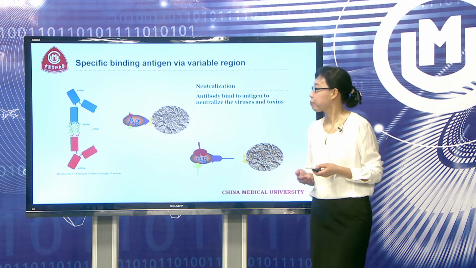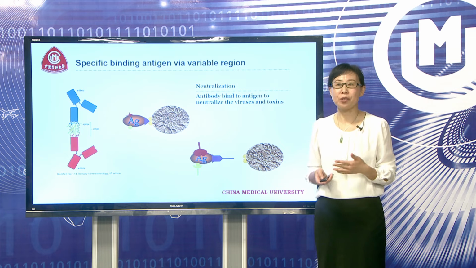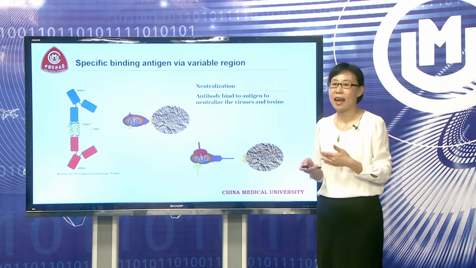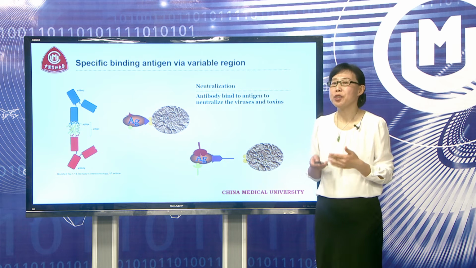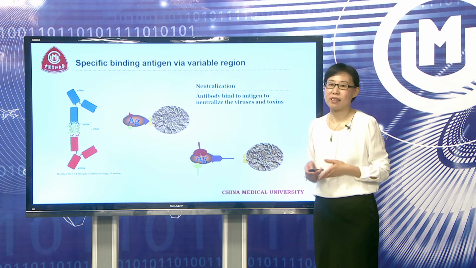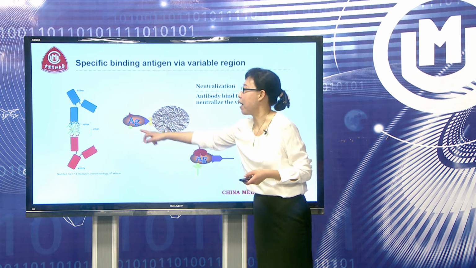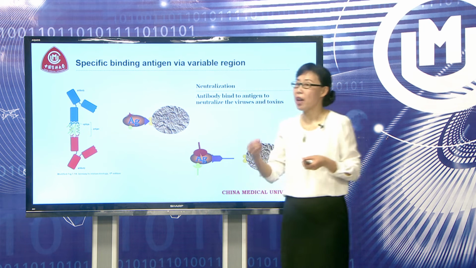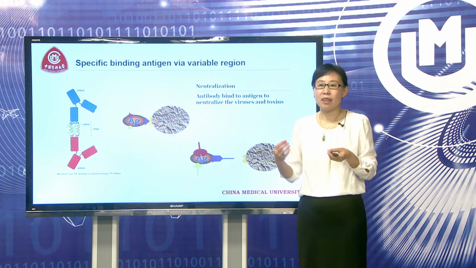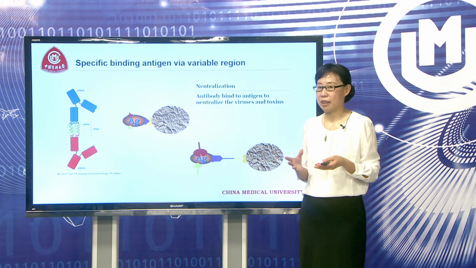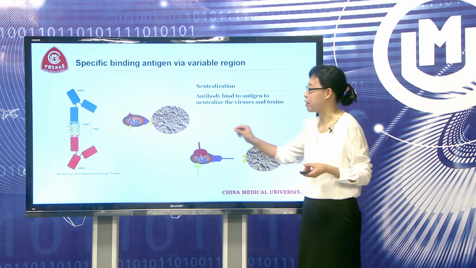And next, neutralization. Neutralization refers to the antibody combining with the antigen, and their binding can neutralize viruses and toxins. For example, here is a virus. As you know, if the virus invades our body, it cannot survive in extracellular fluid. It must invade into the target cell for its survival.